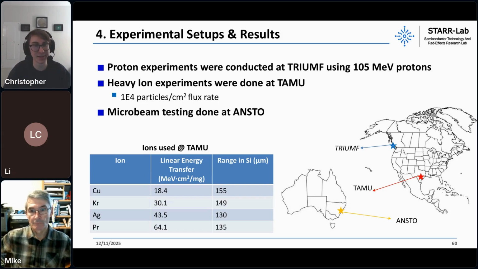So we also did heavy ion testing at the Texas A&M cyclotron. So that was in Texas there. And then finally we did this microbeam testing. So that was in Australia, just outside of Sydney. So that's a really cool one. And it's also heavy ions, but we can actually steer the particles and we can selectively irradiate different blocks on the device. That's something we can't do at Texas. So that was a really unique facility they have down there in Sydney.